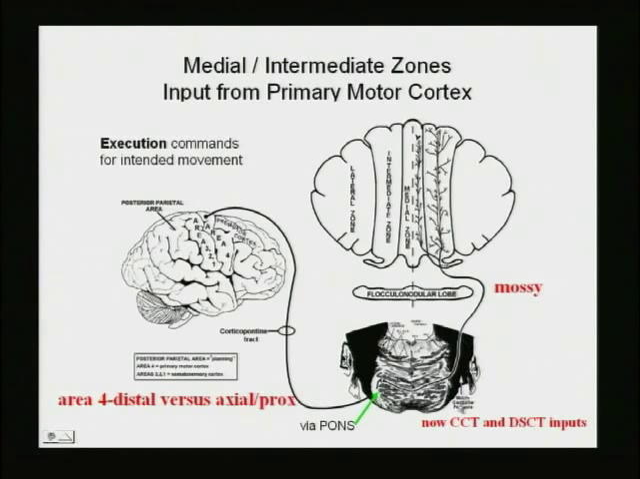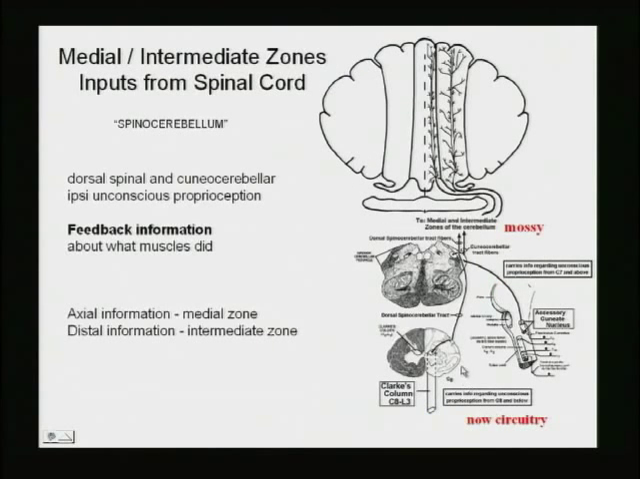Now, also going into here, you're going to have cuneo-cerebellar and dorsal spinal cerebellar fibers too, which you should remember from the brainstem, and they're also going to terminate as mossy fibers. But remember that if these pathways, these cuneo-cerebellar and dorsal spinal cerebellars, are carrying information from distal muscles, they're going to go to the intermediate zone. If they're carrying information from more proximal axial muscles, they're going to terminate in the medial zone. So this would be distal, this would be proximal.